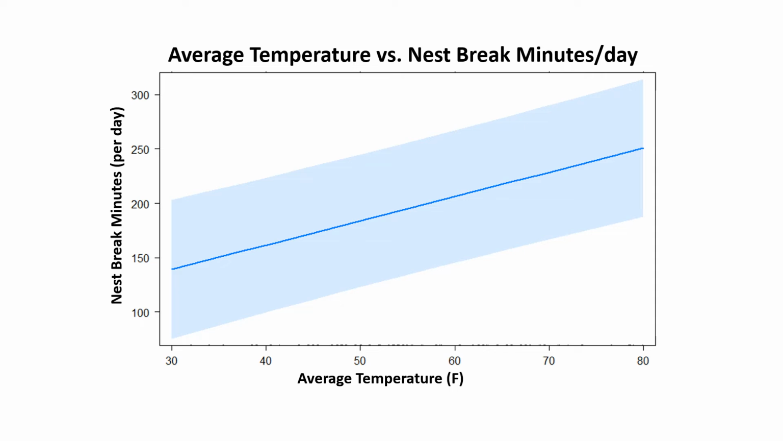For example, when temperatures were close to freezing, birds spent only 140 minutes off the nest. Compare that to temperatures closer to 80 degrees. Birds spent about 100 more minutes off the nest at those temperatures.